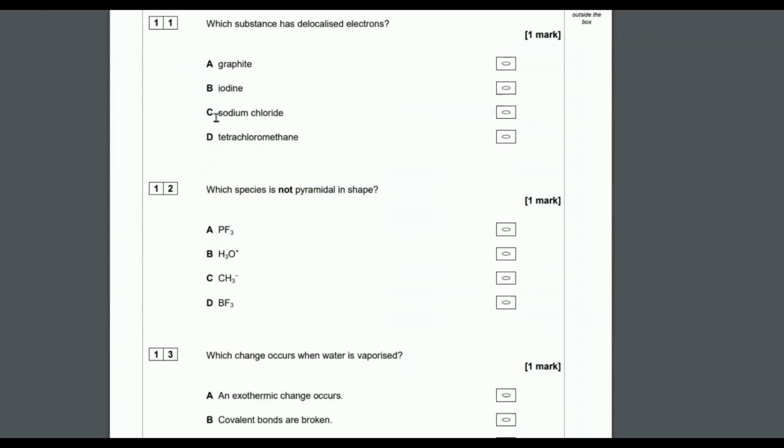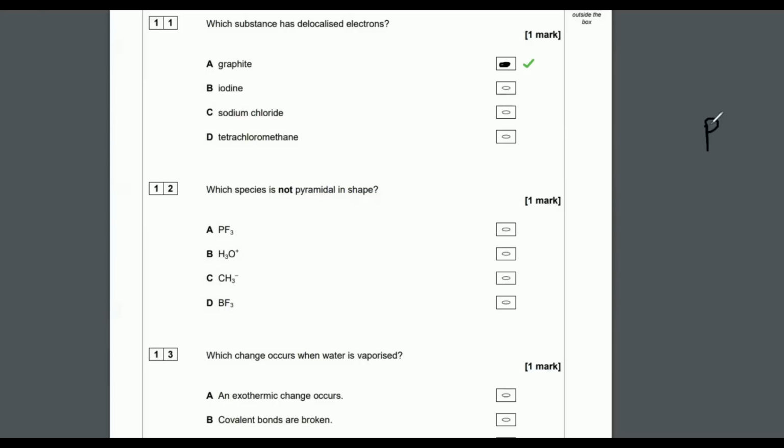Okay, now we're going to move on to question 11. Which substance has delocalized electrons? You know this from GCSE, right? Graphite. Each carbon is bonded to 3 others. It's a group 4 element, so it has 1 free electron between the layers, so it has delocalized electrons. Iodine's covalent, sodium chloride's an ionic compound, and tetrachloromethane's covalent, so they don't have delocalized electrons.